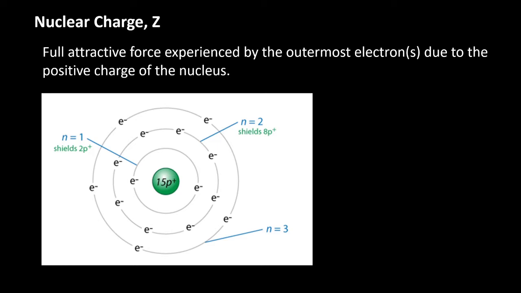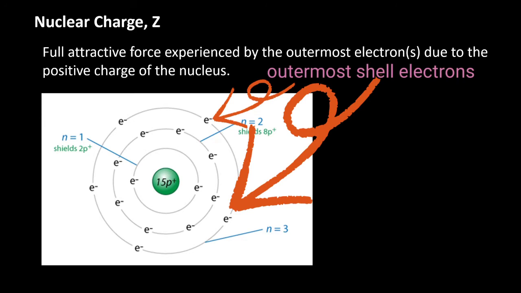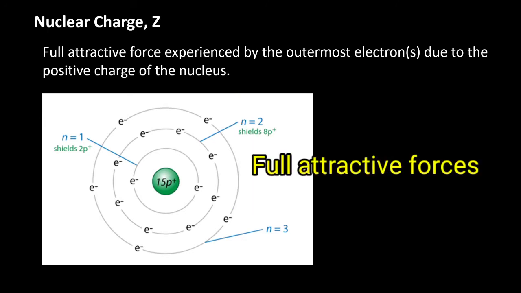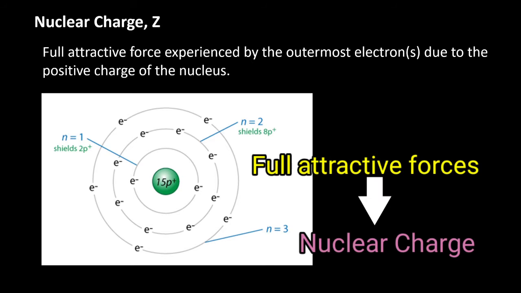The first term is nuclear charge with the symbol Z. Nuclear charge refers to the full attractive forces experienced by the outermost shell's electrons due to the positive charge of the nucleus. In the nucleus of an atom, there are protons, and the protons are positively charged, and these protons will attract the outermost shell's electrons, which are negatively charged. The full attractive forces caused by this positively charged nucleus on the outermost shell's electrons is what we call nuclear charge.